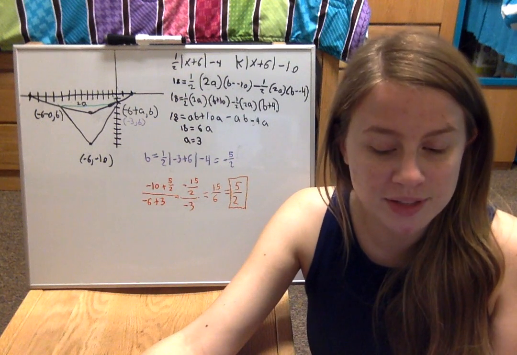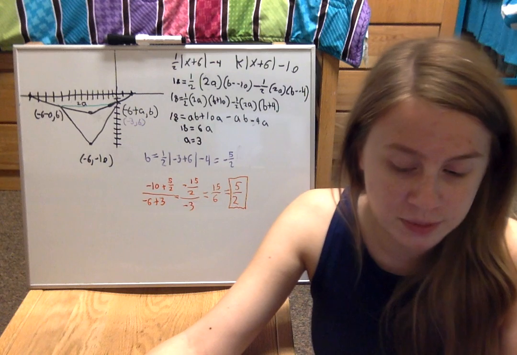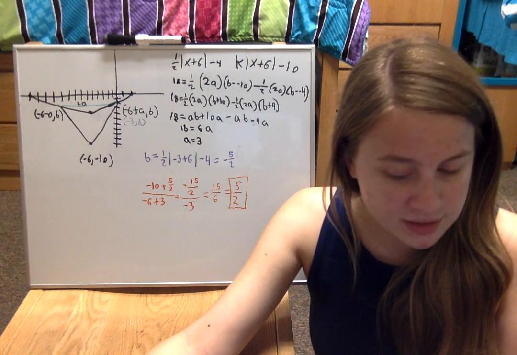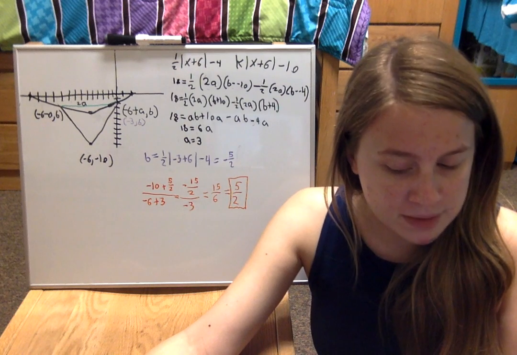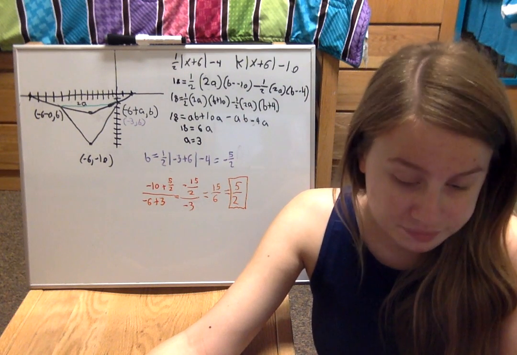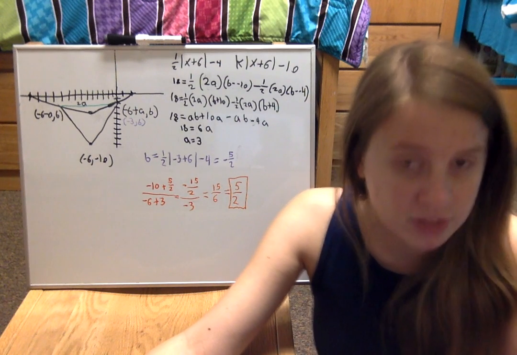So I have problem 8, which says a dart is formed by the intersection of the graphs f of x equals 1/2 the absolute value of x plus 6 minus 4, and g of x equals k times the absolute value of x plus 6 minus 10. If the area of the dart is 18, what is the value of k?